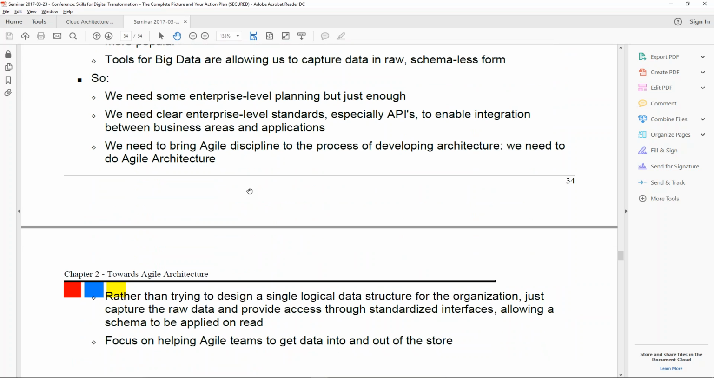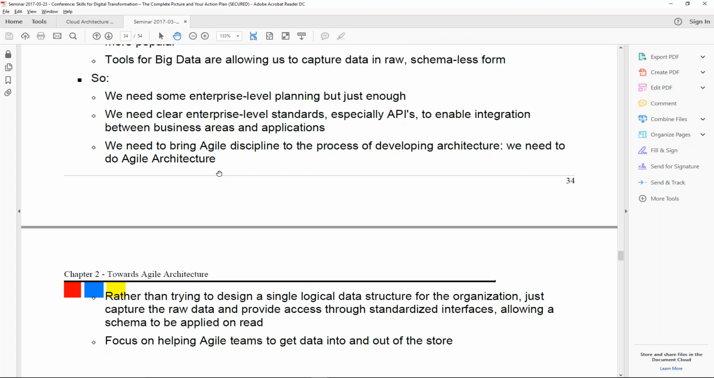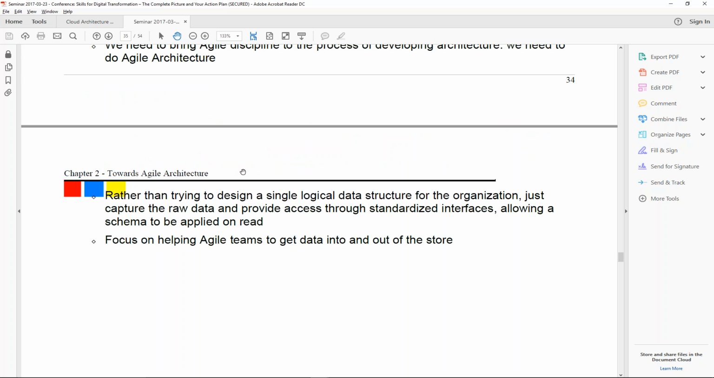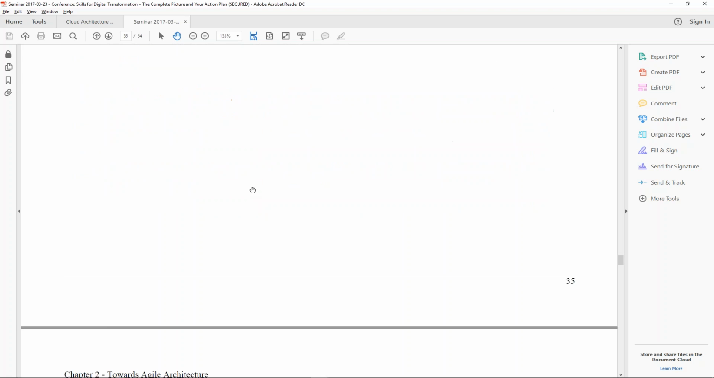Big data gives us the ability to capture data really fast without heavy database design. We need some enterprise planning, but not lots. We need some standards, some APIs to provide integration, but we don't necessarily need to define all of the linkages up front. We want Agile architecture, and we would like not to necessarily try for a single logical data structure, but to have a bunch of data and put it somewhere and make sure we can get data in and out.